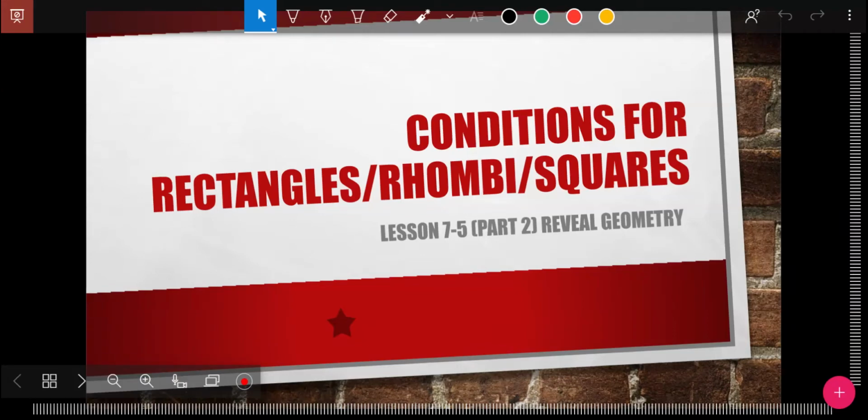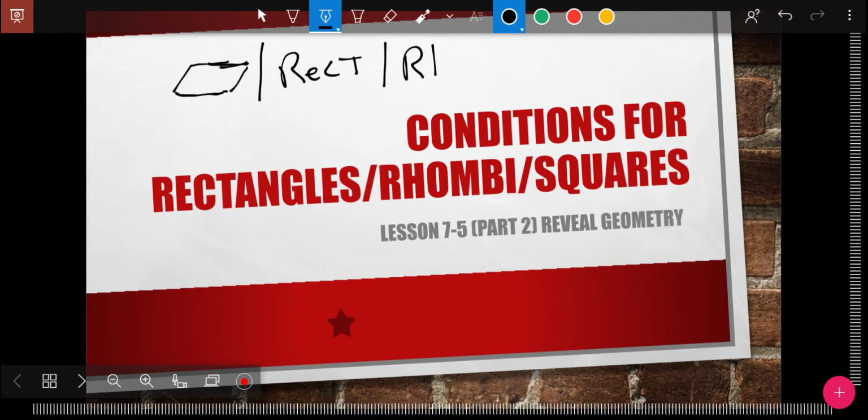Today we're going to move on to conditions of rectangles, rhombi, and squares. This is the second part of our lesson from Module 7, Section 5. Before we really get started, let me explain again that you should have a list of rules. So you should have 4 lists of rules: parallelogram rules or properties, rectangle rules or properties, rhombus rules or properties, and square rules or properties. You really need those 4 lists, and they will be every bit as useful, if not even more useful, than what you're going to see in this video today.